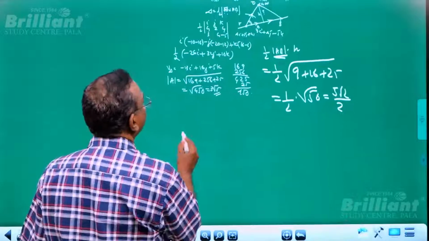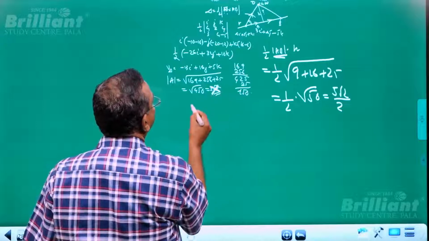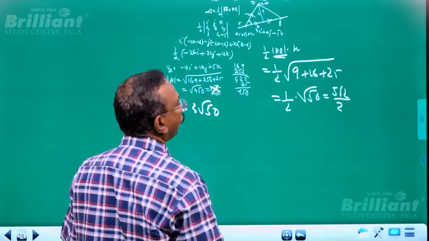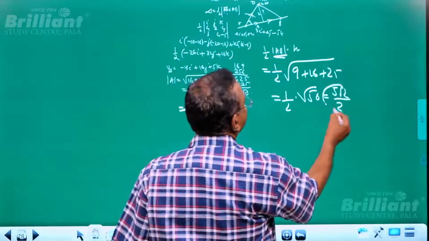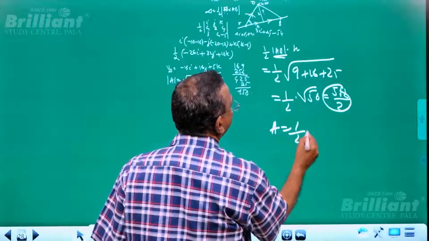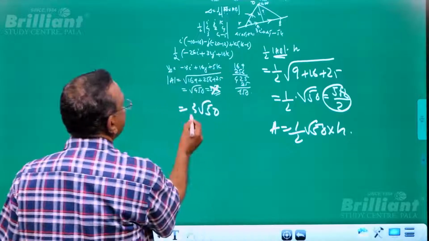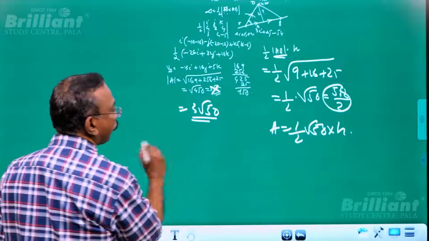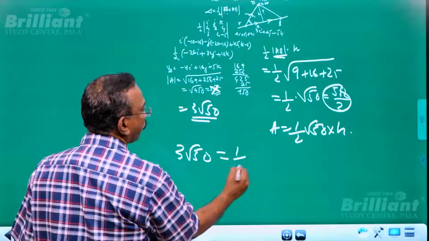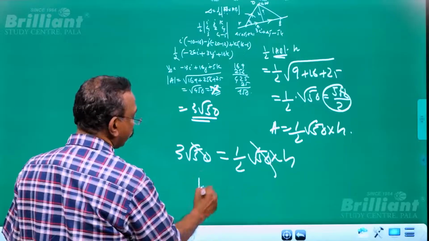Here, there is a small mistake. This is actually not 3 root 5. This is equal to 3 root 50. And here also 1 by 2 root 50 is there. So the area of the triangle is equal to 1 by 2 into root 50 into h. And already this area is equal to 3 root 50. So we can equate them and solve for h. That's 3 root 50 is equal to 1 by 2 into root 50 into h. We cancel, and h is equal to this.